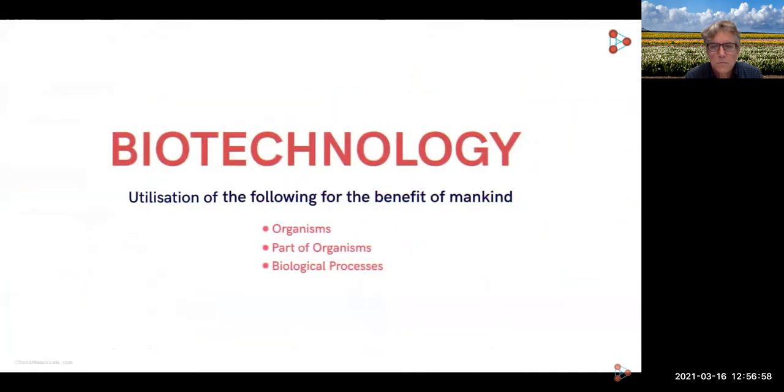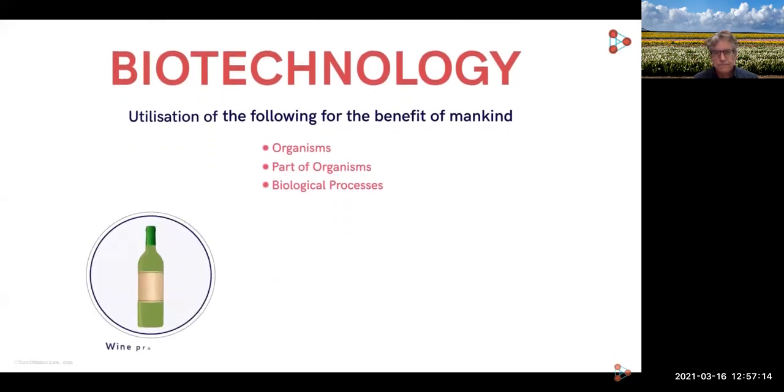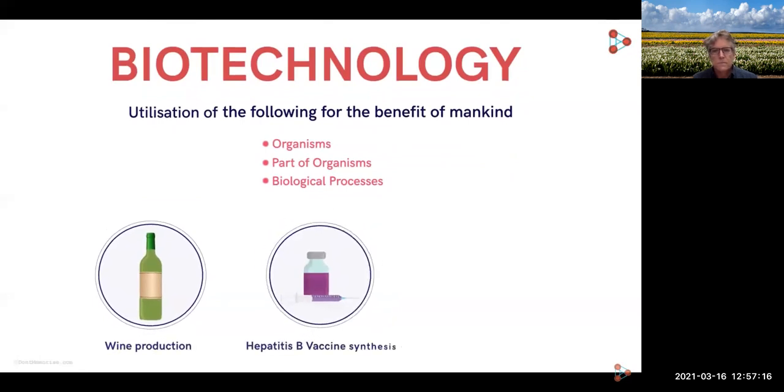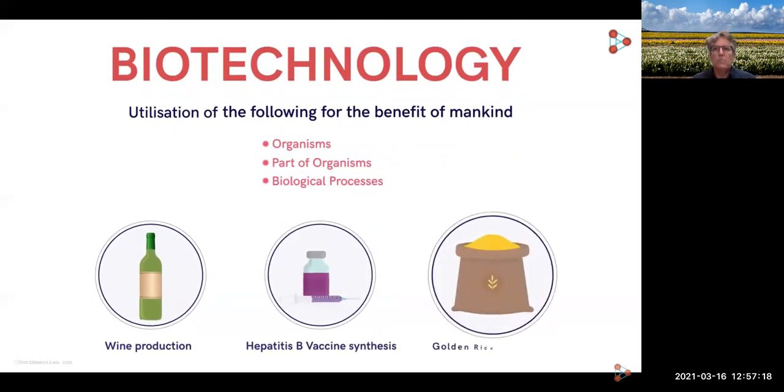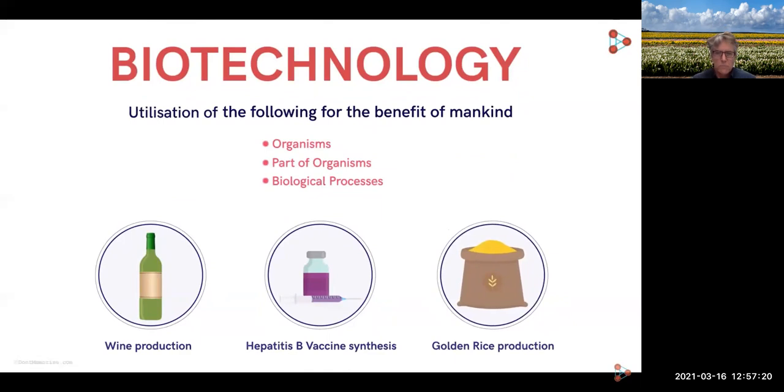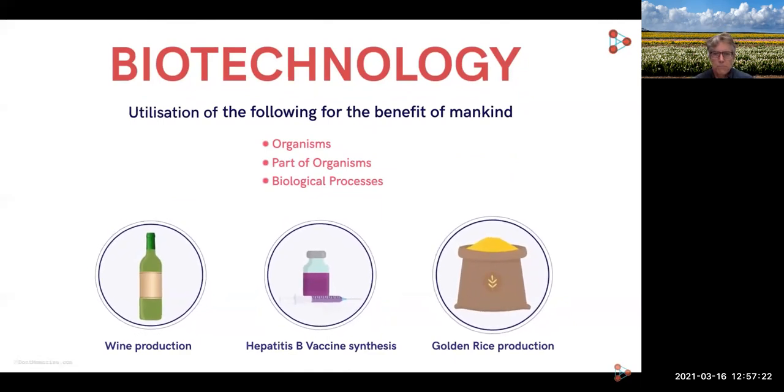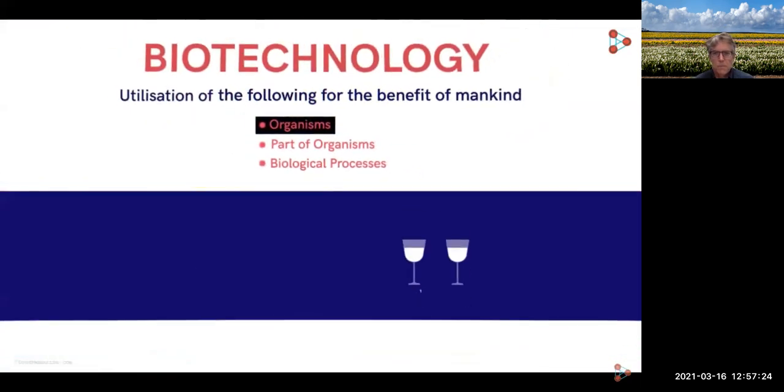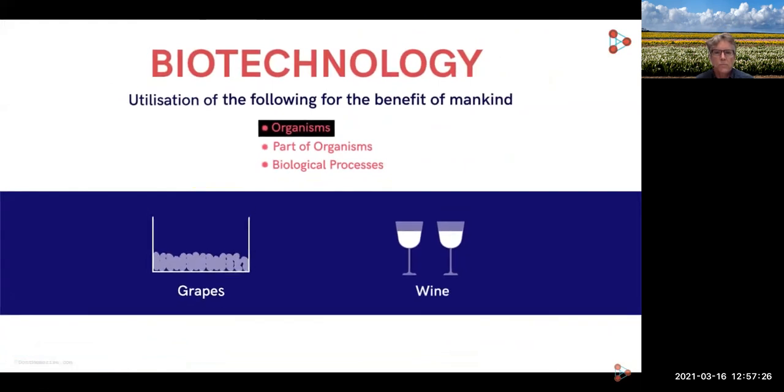Now let's have a look at a few examples to understand how wide the field is. Let's also understand how an organism or a part of it or some processes can be used to harvest important products for mankind. Let's take examples of wine production, hepatitis B vaccine synthesis, and golden rice production. Let's have a look at each individually. Now, wine is usually made from the grapes.